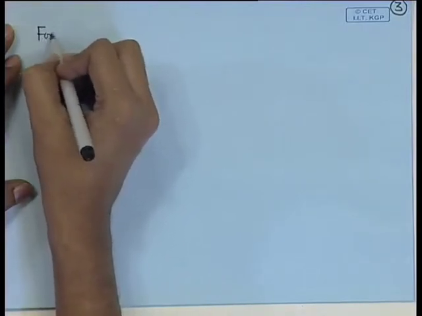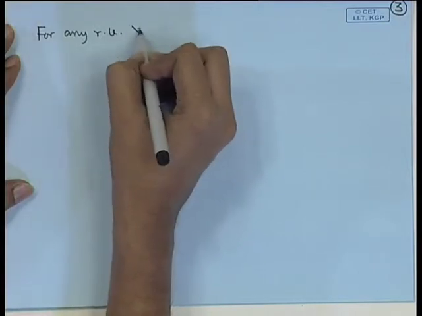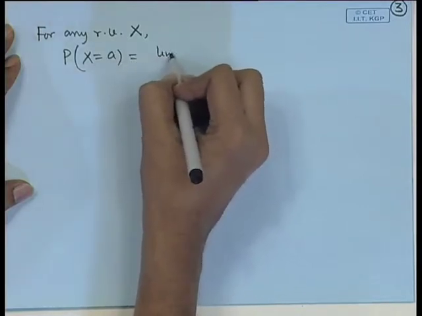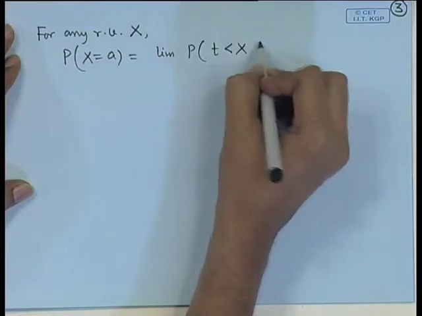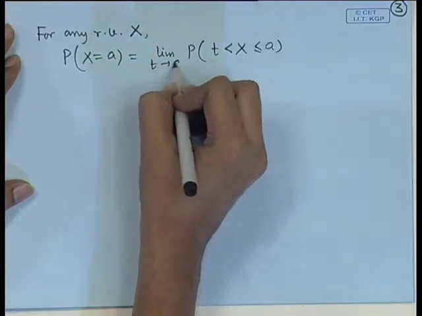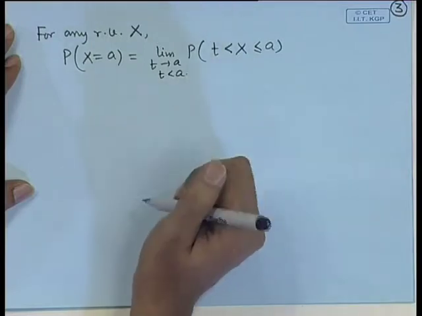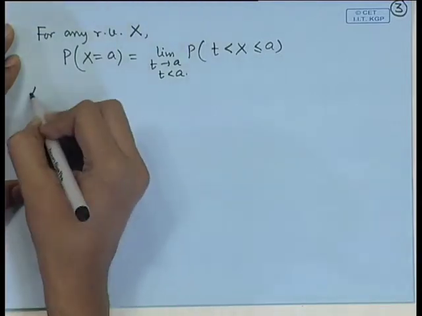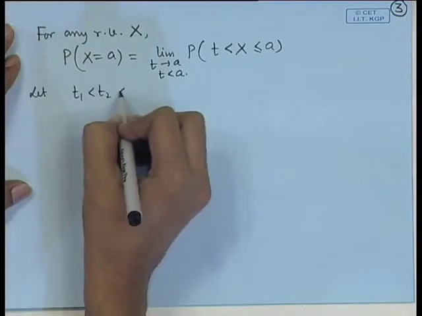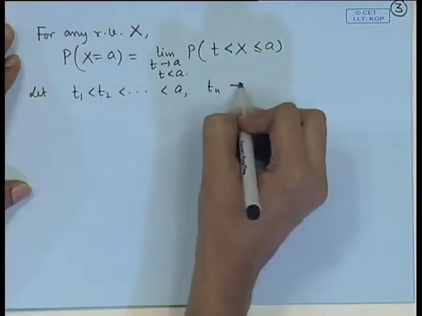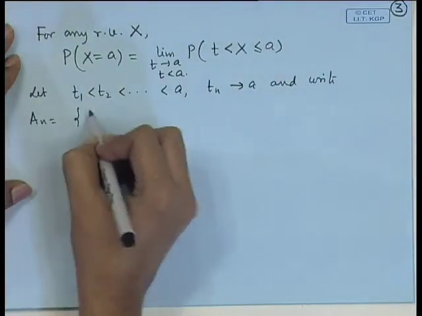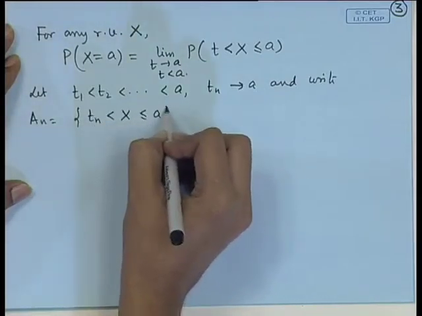To prove that, let us see firstly that for any random variable X, the probability that X is equal to a is equal to the limit, as t tends to a with t less than a, of the probability that t is less than X less than or equal to a. Let us prove this statement. Let us consider T_1 less than T_2 and so on, T_n going to a, and write A_n to be the set where T_n is less than X less than or equal to a.